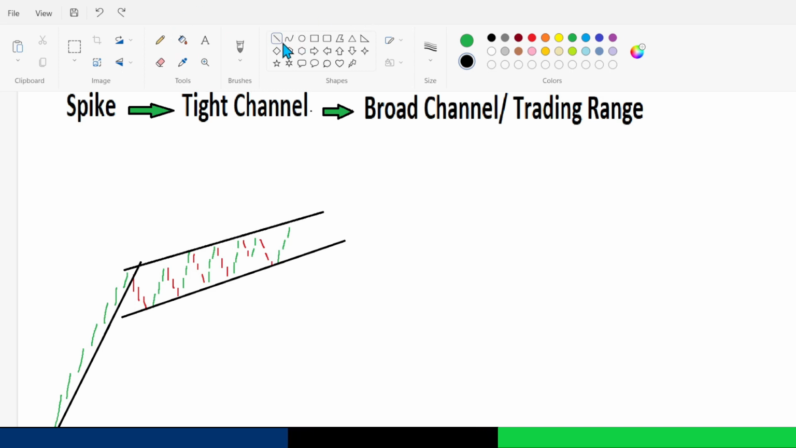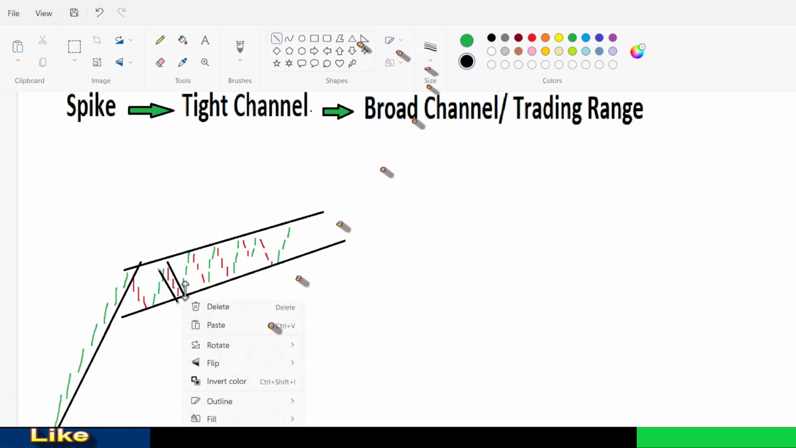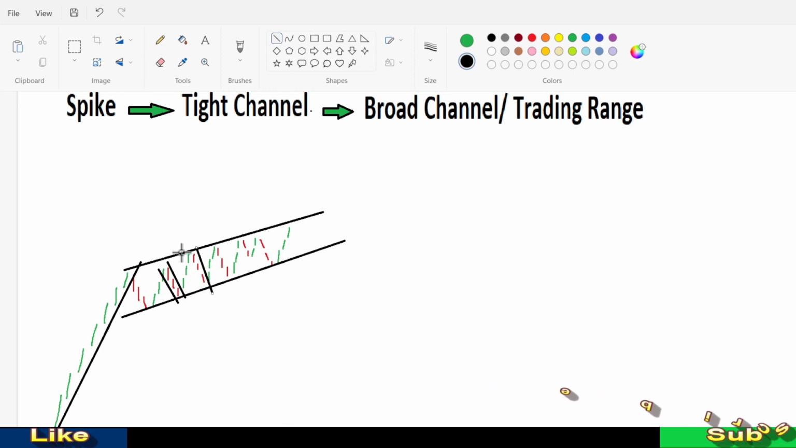But I see a lot of traders do this. I see a lot of traders in a channel. They'll be doing this. They'll be putting trend lines on little movements like this. Right? They'll be doing this and doing that. Like, dude, what are you doing? This is not even worth doing. You're completely wasting your time here.